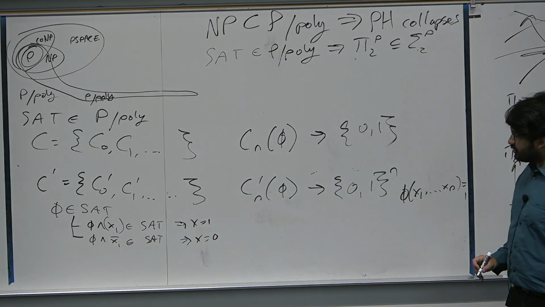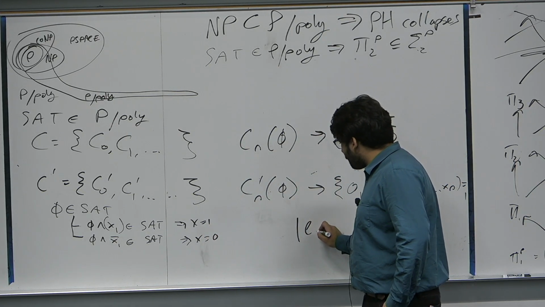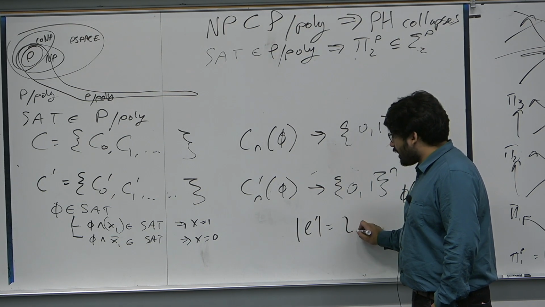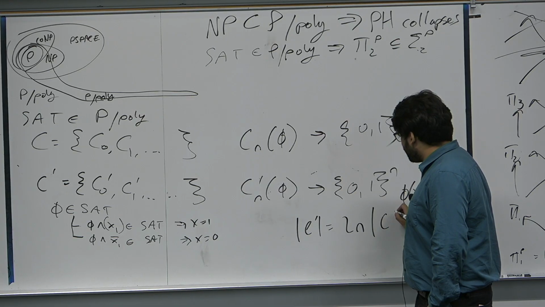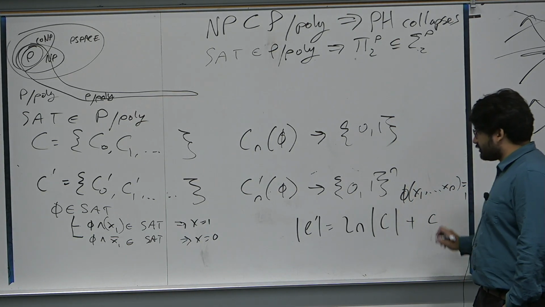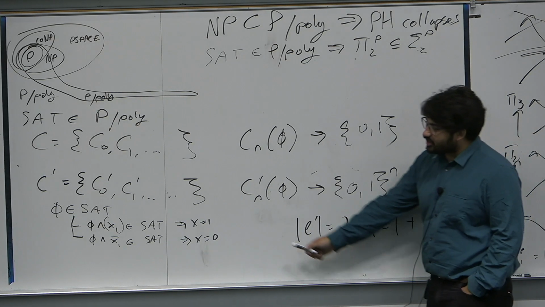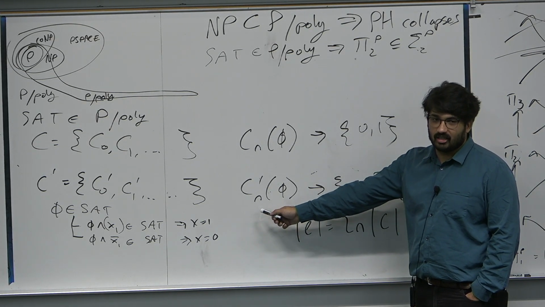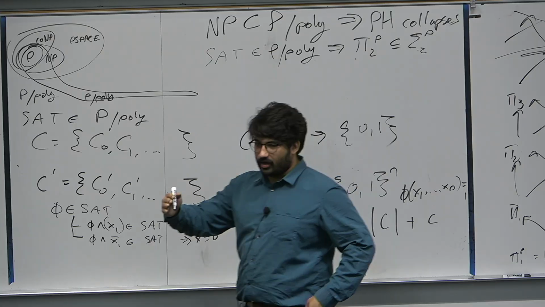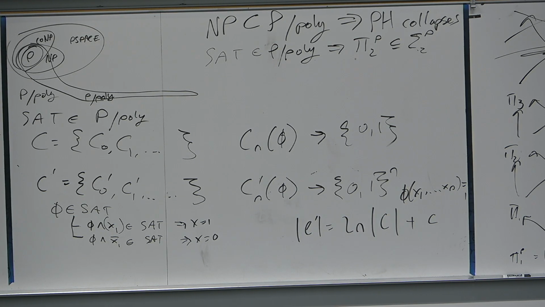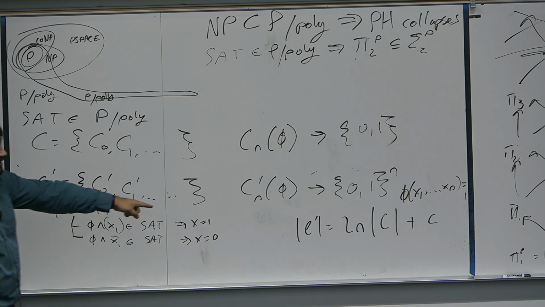So what you do is you have the size of C prime is approximately 2n times the size of C plus some constant. Essentially, this is binary search over the 2 to the n size truth table. You check x1 and then you go up or down. You check x2, you go up or down, and so on. So it's actually binary search over the 2 to the n size truth table, which should take n steps. So if C is polynomial size, then so is C prime.